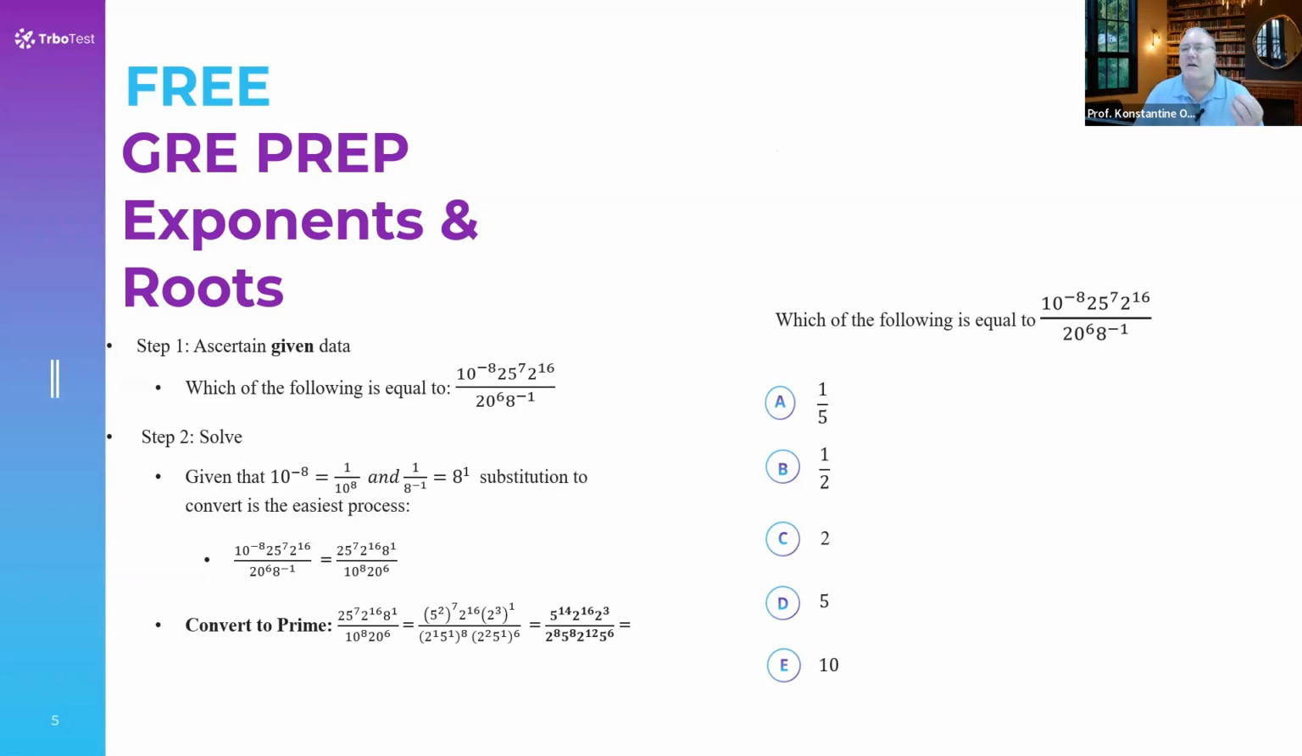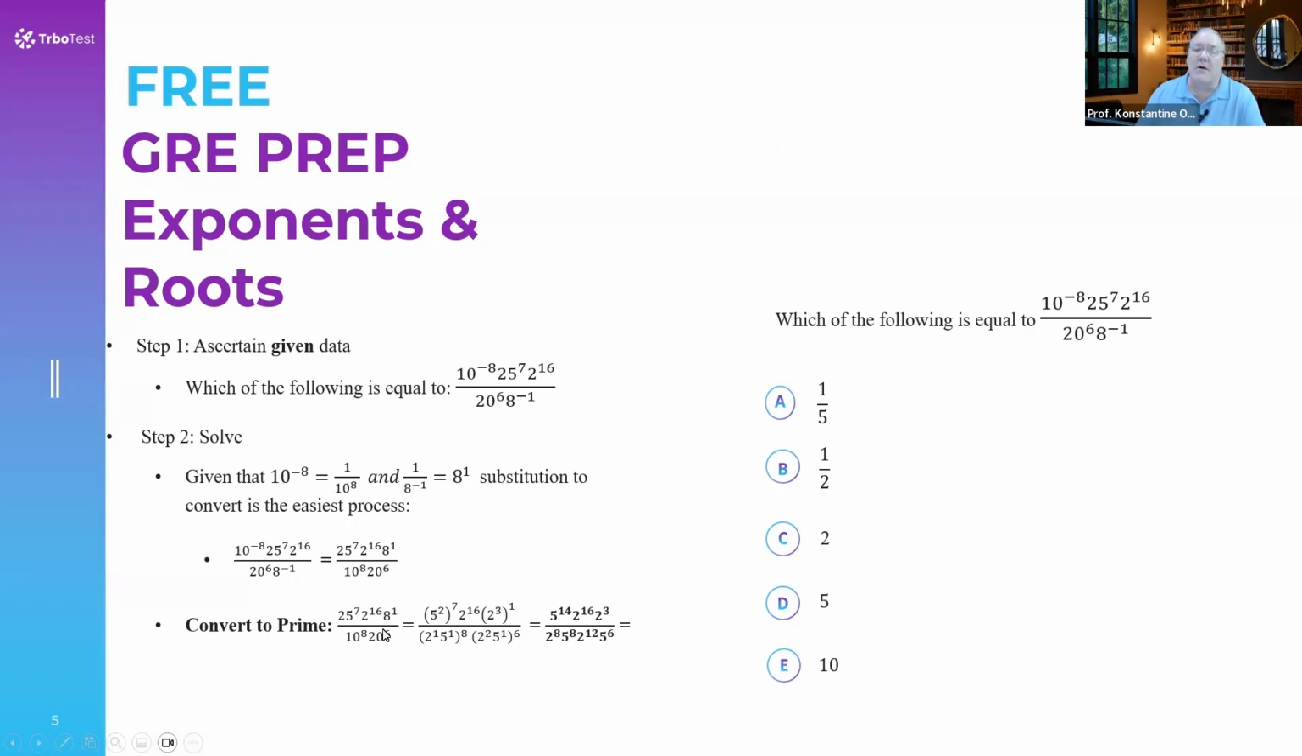The next step is to convert that into prime numbers. Of course, we know that 25 is the same thing as 5 squared, multiplied by the power of 7. Then we have 2 to the 16th because 2 is already a prime number. Then 8 we bring down to prime, which is 2 raised to 3 times 1. On the bottom, of course, we know that 10 is not a prime number, but 10 is made up of two prime numbers, 2 and 5. So we create that raised to the 8.